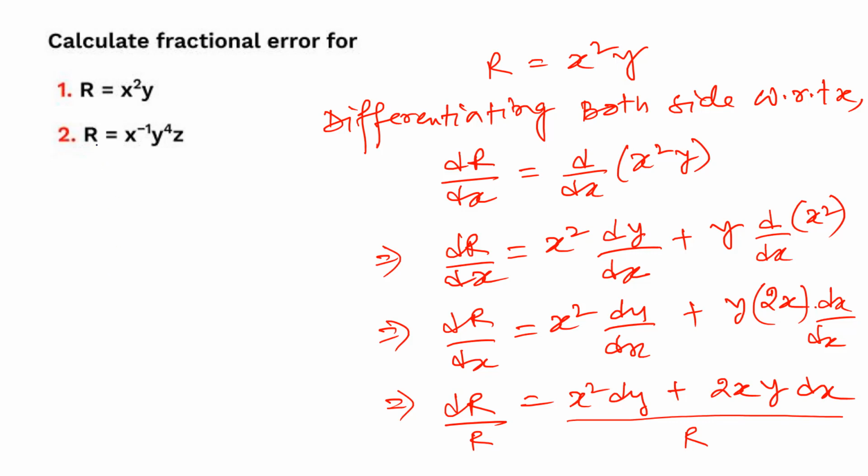Here we have another function, r equals x to the power minus 1 y to the power 4 multiplied by z. I want to use the shortcut formula for this. Let me write it down in the new slide. So r equals x to the power minus 1 y to the power 4 multiplied by z, right?